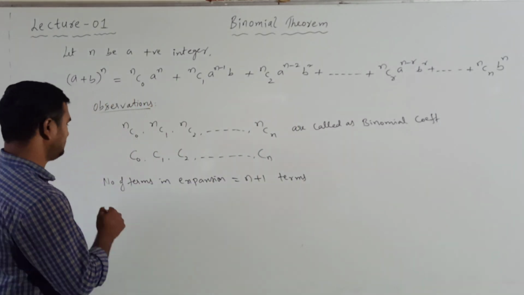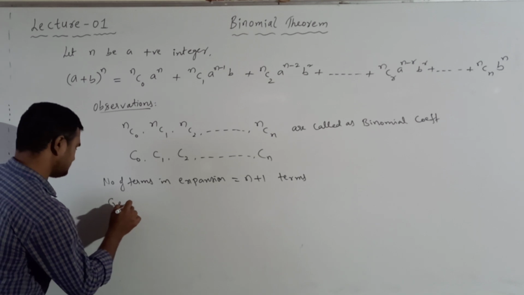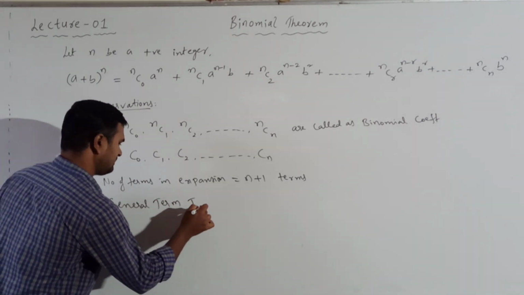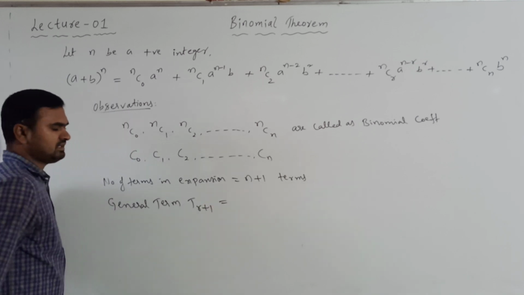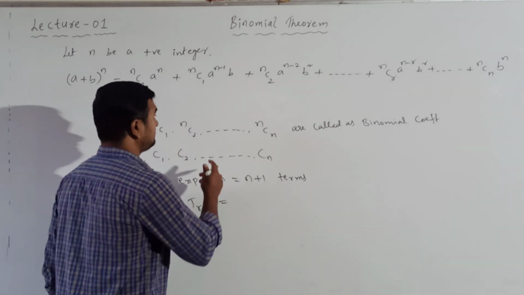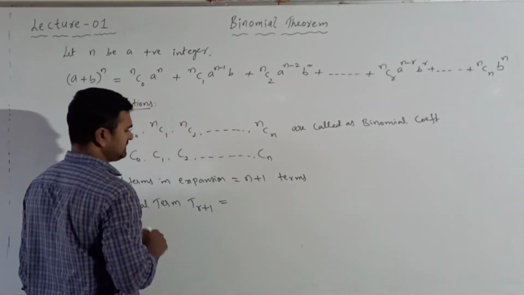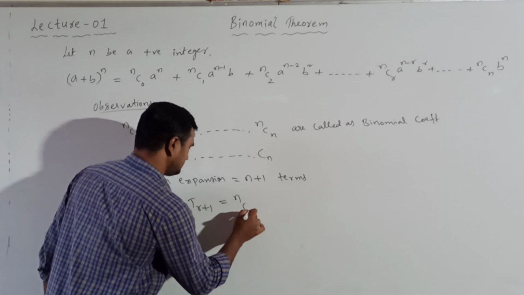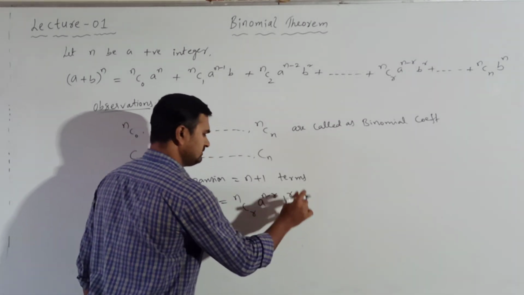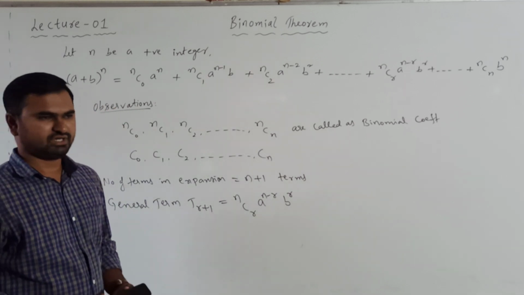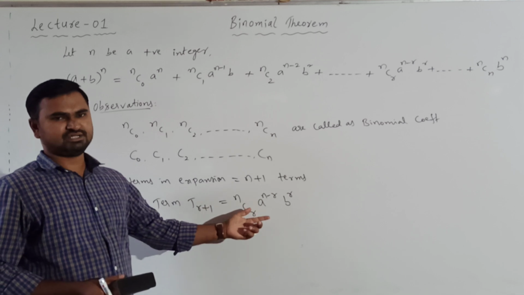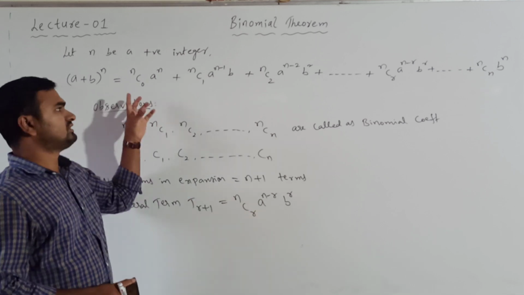So here the general term in the expansion is denoted by T(r plus 1). This is the general term T(r plus 1). In the expansion (a plus b) whole power n, it is written as nCr a power n minus r into b power r. So using this general term, we can find any term that is required directly without expanding all the terms.